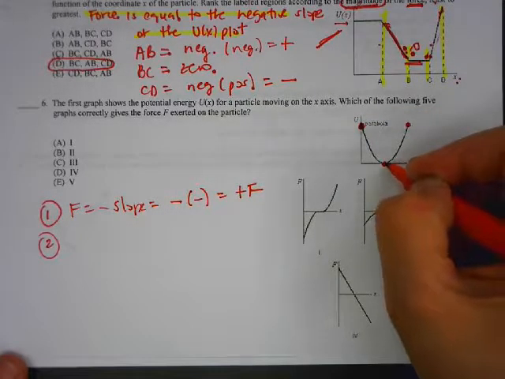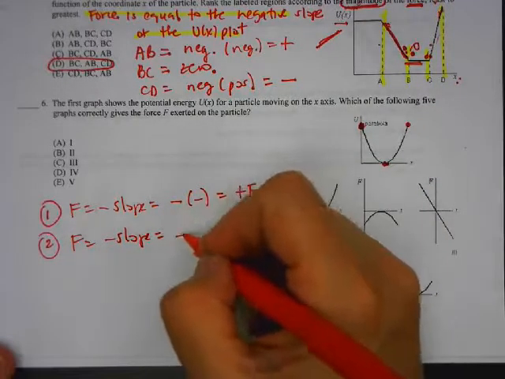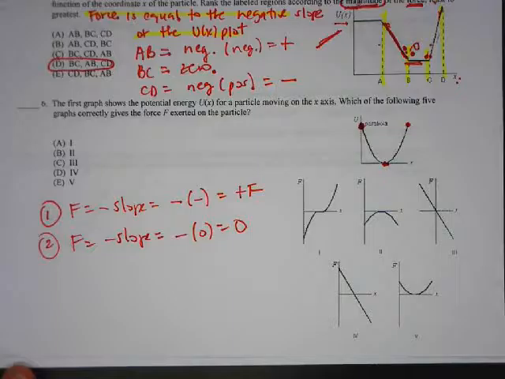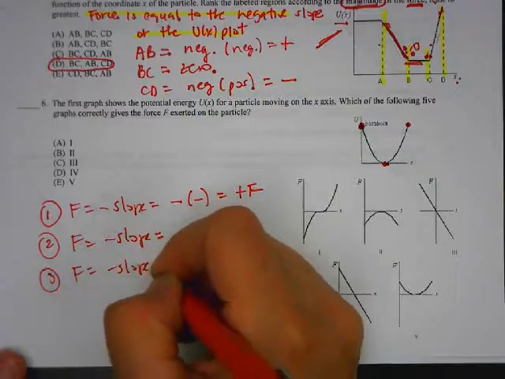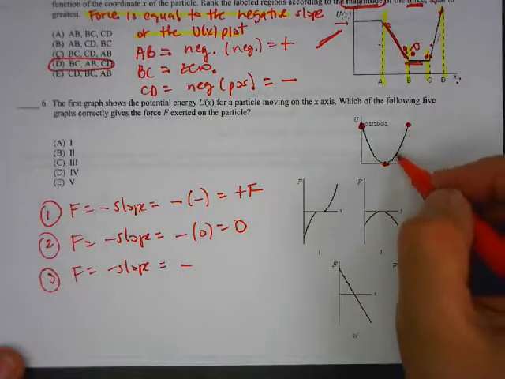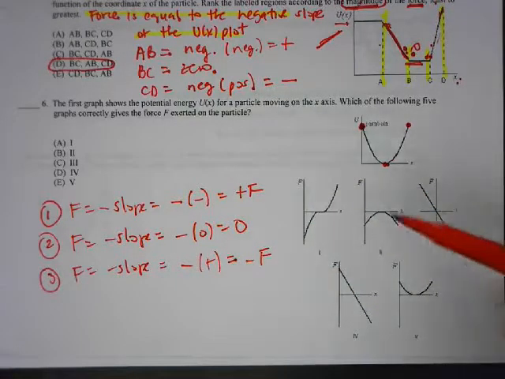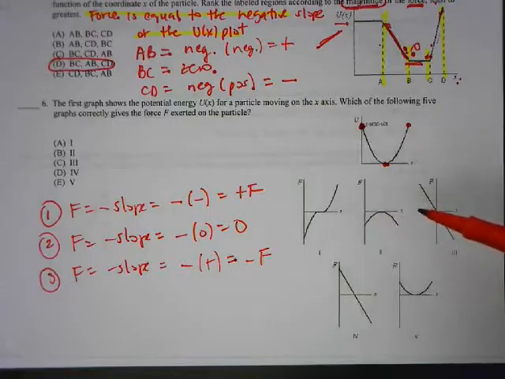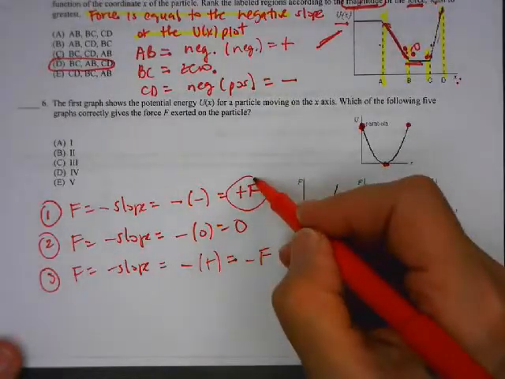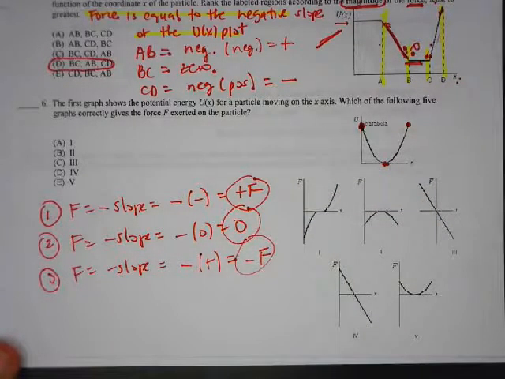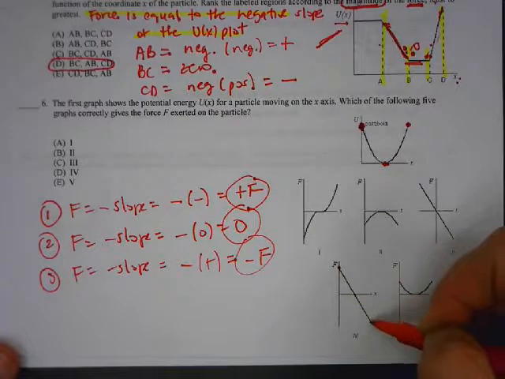Now over here at 2, the slope, remember F is the negative slope, but that's just 0, so it's negative 0, which is just 0. And then up here, F is equal to the negative slope, so it's negative, and this slope here is going to be positive, so that's negative F. So now I'm going to look at the corresponding F versus X ones and say, okay, for the first part, which one starts off as positive F, then 0, and then negative F? So this is positive F, 0, and negative F.